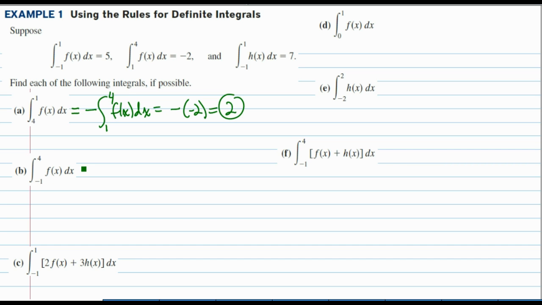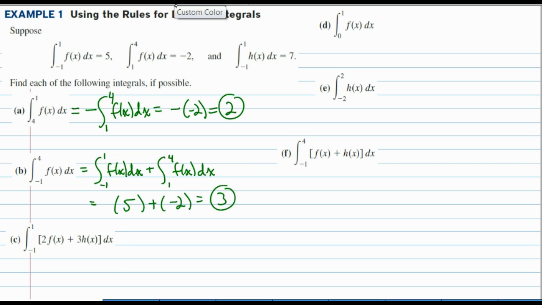Well, let's see here. -1 to 4. I know -1 to 1, and I know 1 to 4. So what I'm going to do then is take the integral from -1 to 1 of f of x dx, and add it to a new piece, the piece from 1 to 4, and I can do that because that is a property of integrals. I'm just adding these two shapes together, and that would be 5 plus -2, so 3.